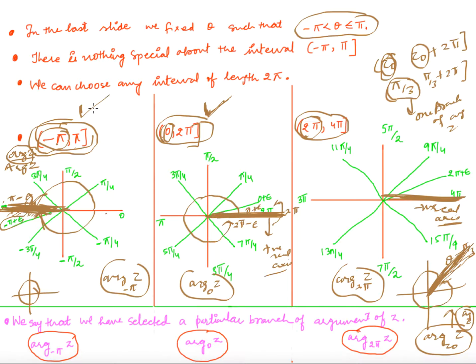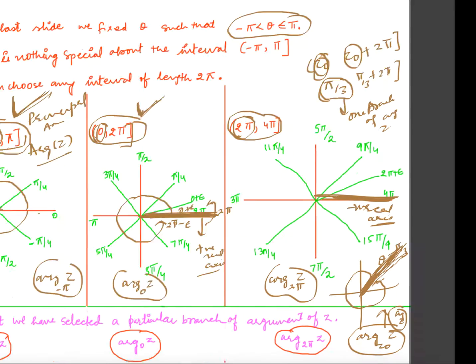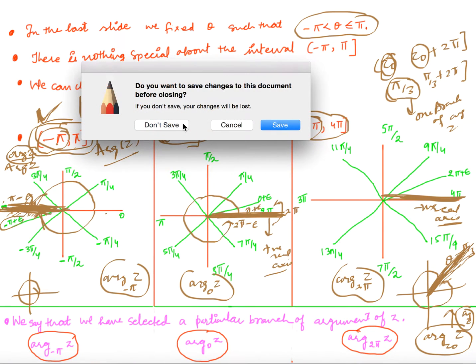And in particular, this is the most useful branch, right? We will call it the principal argument and we denote it with arg z. So basically this is the most useful thing for us. We will use this again and again, okay. So let us see what a branch cut was.